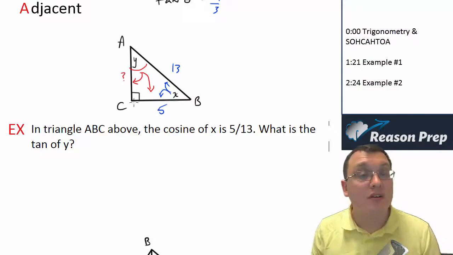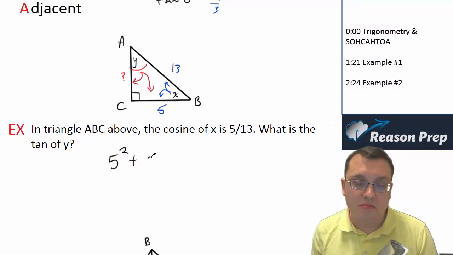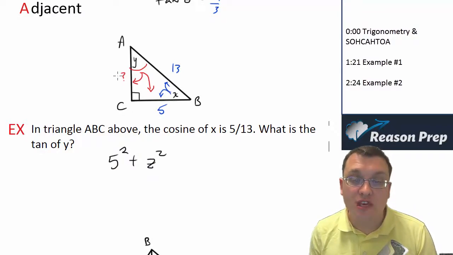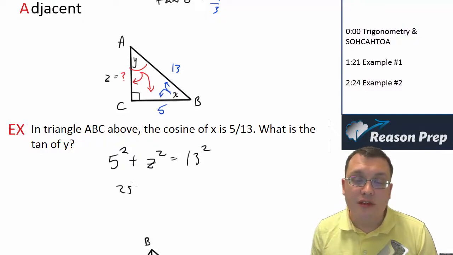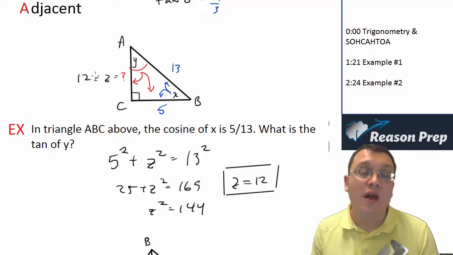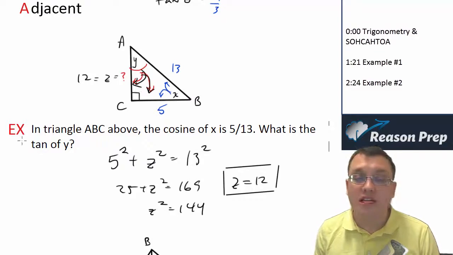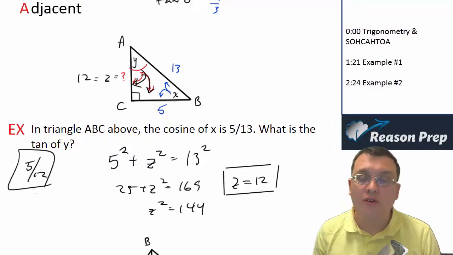But we've got a right triangle, so we can use the Pythagorean theorem to find out what AC is, right? It's going to be 5 squared plus, we'll call this z, z squared equals 13 squared. And so we're going to get 25 plus z squared equals 169, z squared equals 144, square root both sides, we get z is 12. So this is going to end up being 12, and now we can get our answer, right? It's going to be the opposite 5 over the adjacent, which is 12. So 5/12 is our answer.